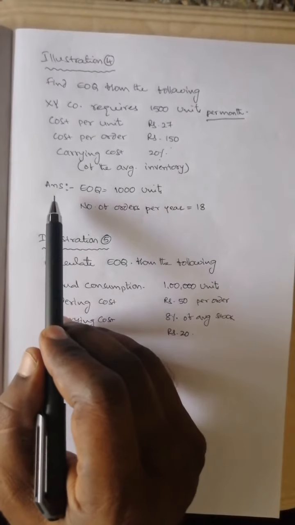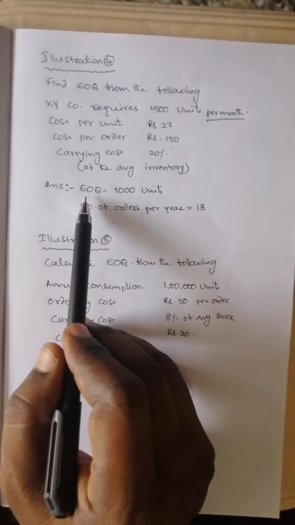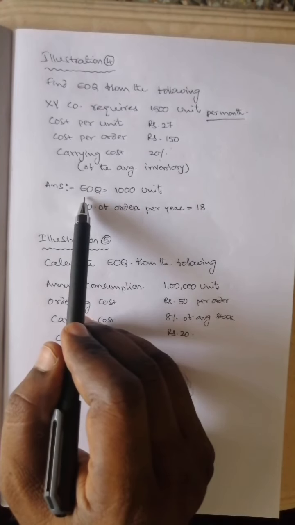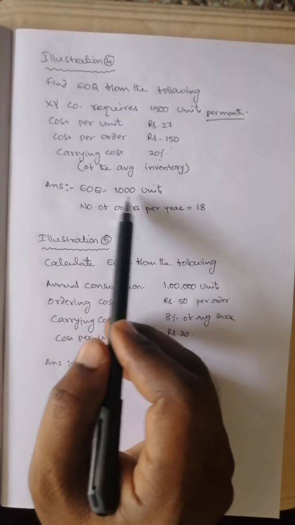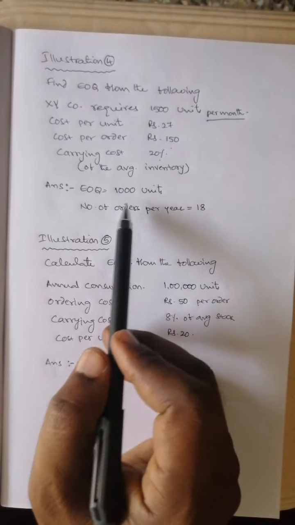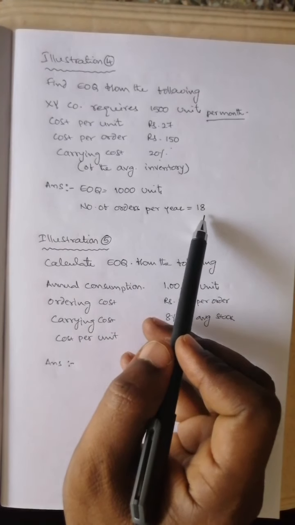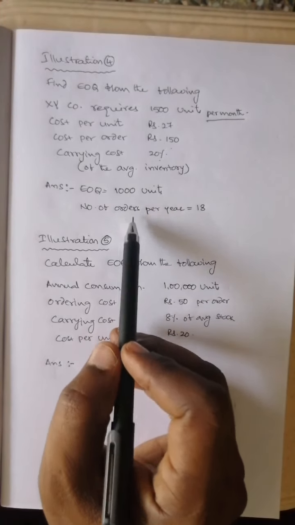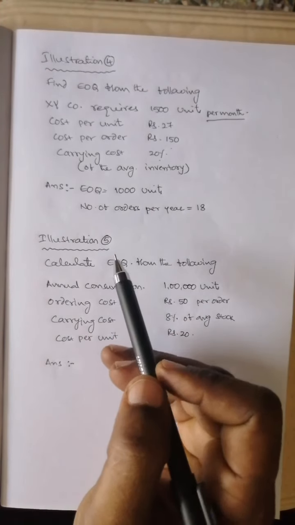Then two hints are also given for your cross check. EOQ 1000 units is the answer. Number of orders per annum is 18. After computation you can cross check with these two answers.